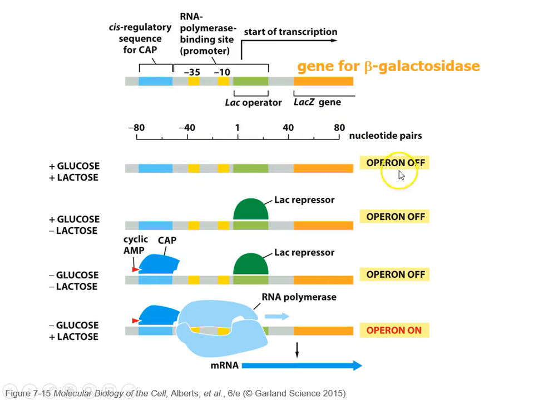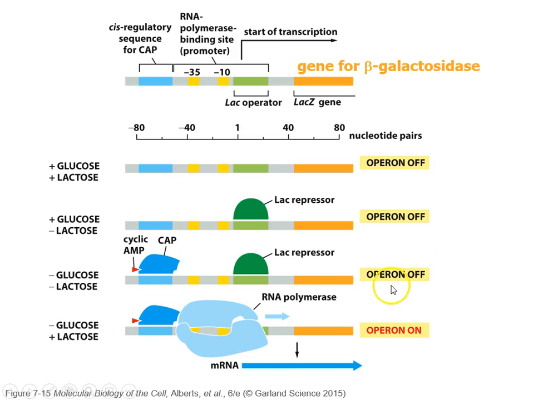So the operon is off if glucose and lactose are present. That's because CAP is not bound and the repressor is not bound. The operon is off, sort of doubly off, if glucose is present and lactose is not present, because in the absence of the lactose, the Lac repressor binds to the operator and then gets in the way of RNA polymerase binding to the promoter.